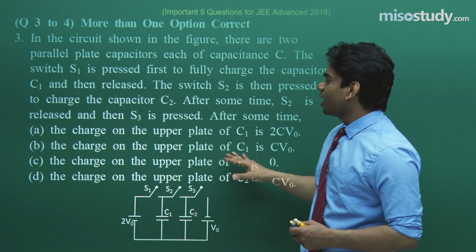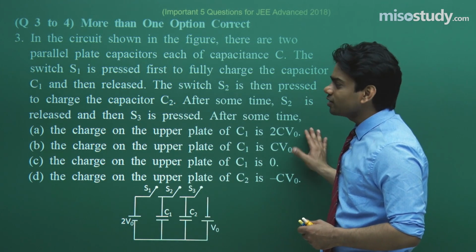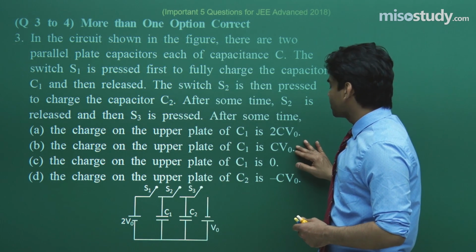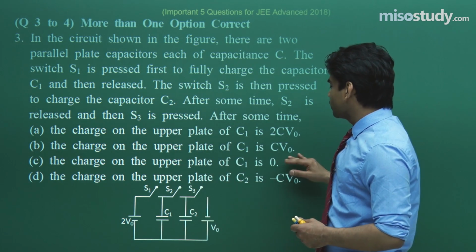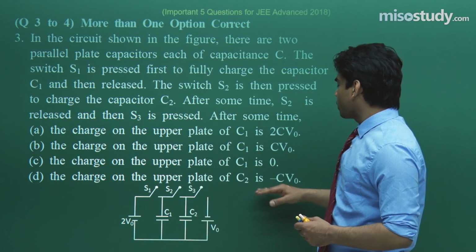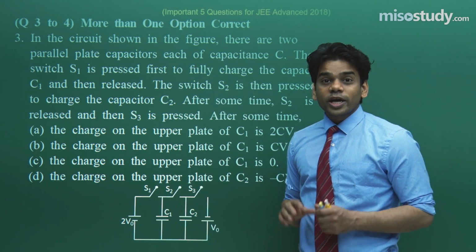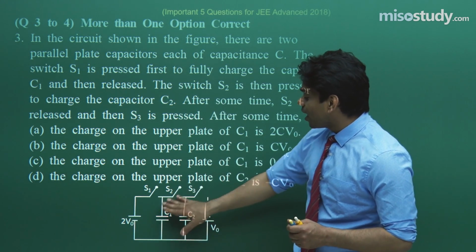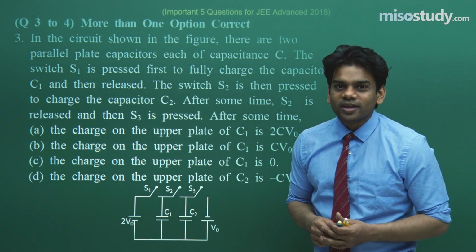Option A: the charge on the upper plate of C1 is 2CV0. Option B: the charge on the upper plate of C1 is CV0. Option C: the charge on the upper plate of C1 is 0. Option D: the charge on the upper plate of C2 is minus CV0. So in the options, we have to check the charges on the upper plate of C1 and C2.